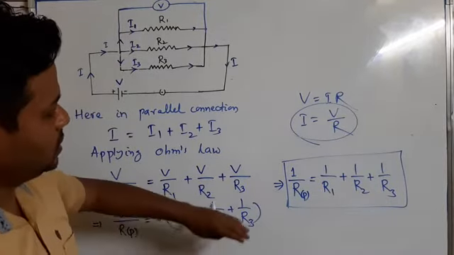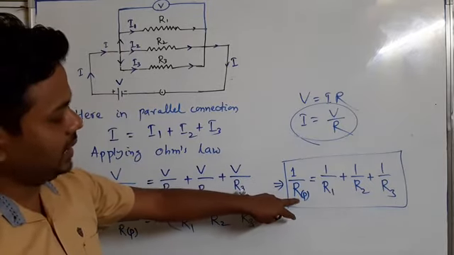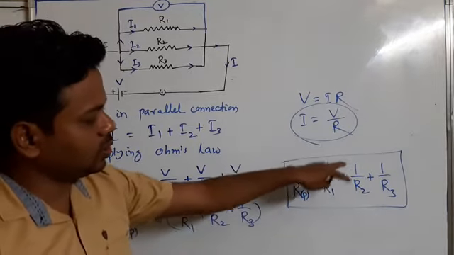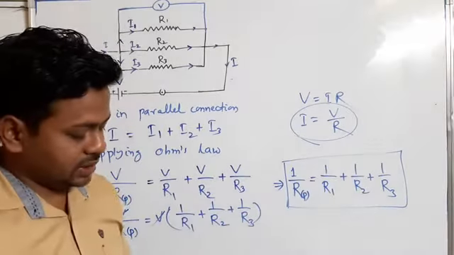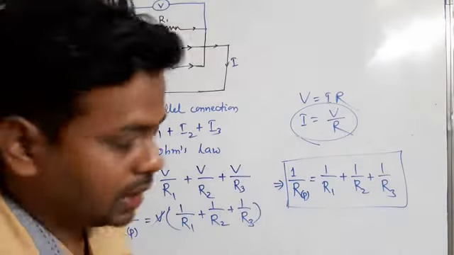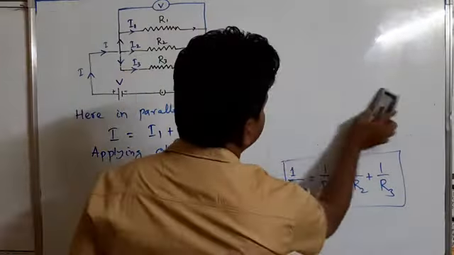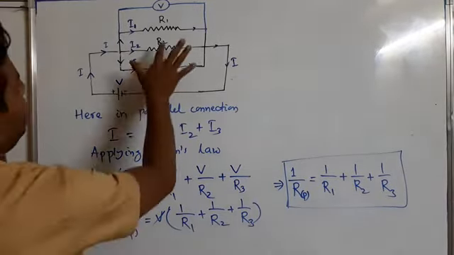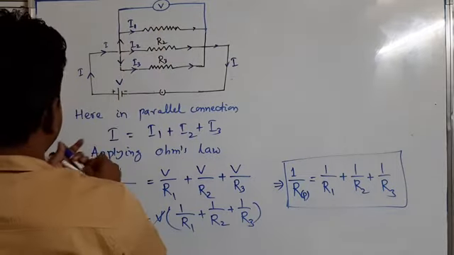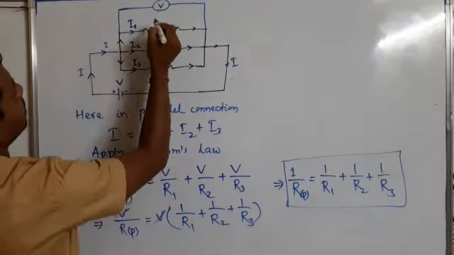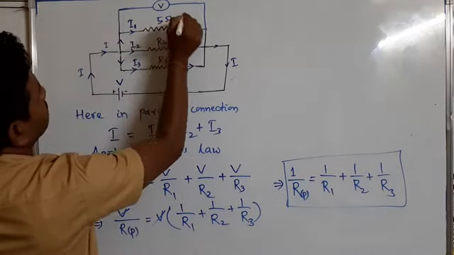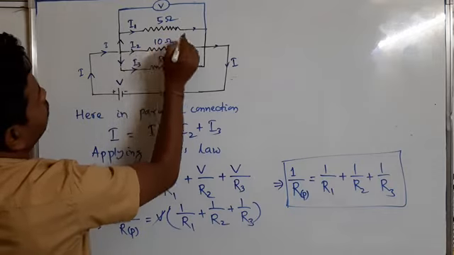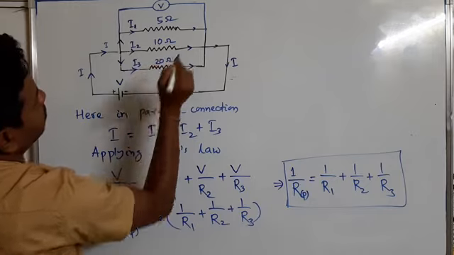So students, here you cannot find the total resistance in parallel directly. The reciprocal of the total resistance will be the sum of the reciprocals of all the individual resistances. This is the formula for parallel connection. So let's find the total resistance by using this formula. For example, in this diagram, let the value of this R1 resistance be 5 ohm, this 10 ohm and this 20 ohm.